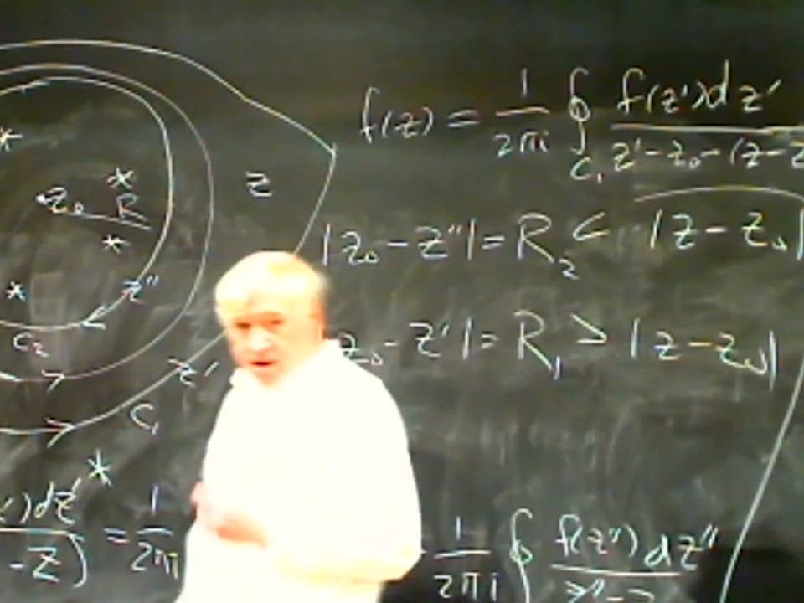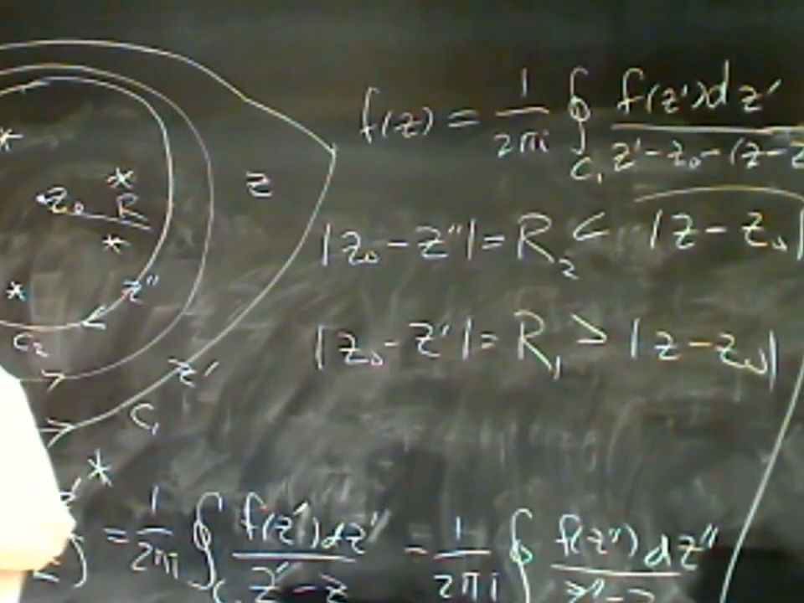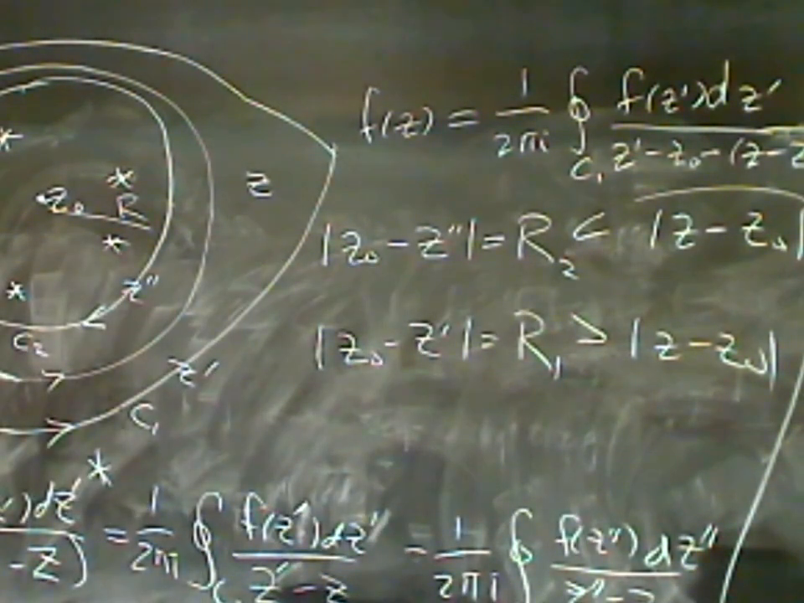So it's only valid within the annulus. Excuse me? It's only valid within the annulus. You pick the solution, the f of z.